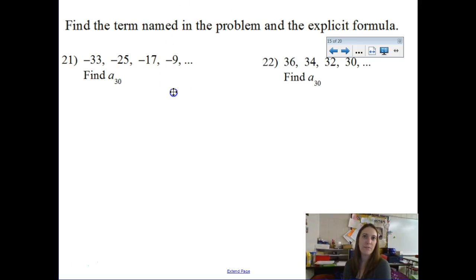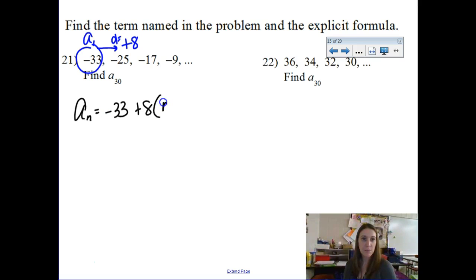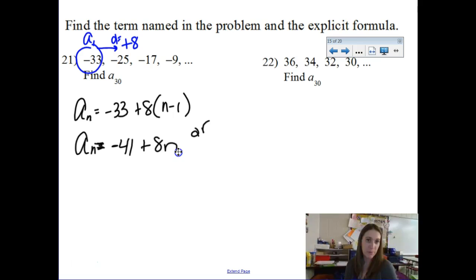All right. Oh, this is fun. Find an explicit formula, not recursive. And then they want you to find the 30th term. So, there's your first term. And then it looks to me like we are adding 8 every time. So that's your common difference. So I'm going to write that out. So negative 33, and then we're adding 8 n minus 1 times. Doing a little cleanup here. Let's see, we're going to be subtracting 8. So negative 33 minus 8 is negative 41 plus 8n.